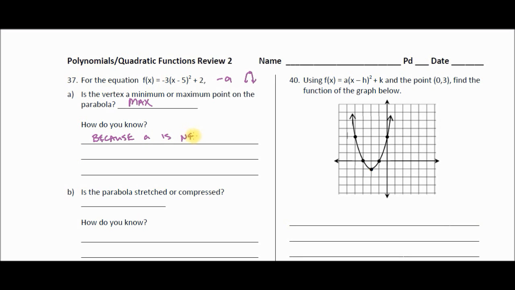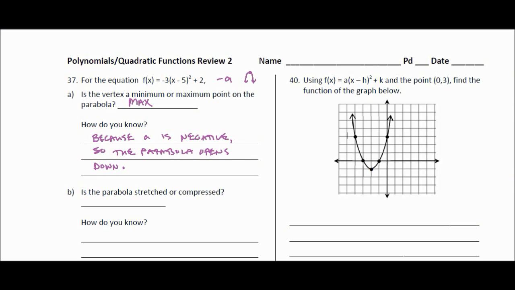Because a is negative, so the parabola opens down. I think we can just leave it right there. That explains to me as your teacher that you understand why the vertex is a maximum.